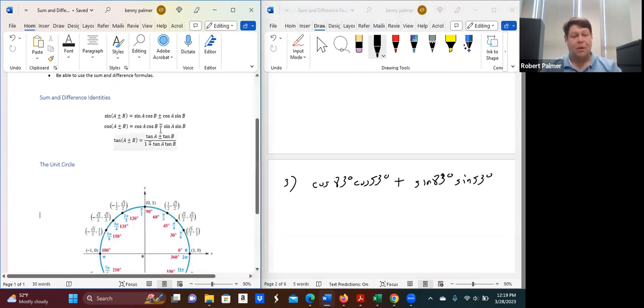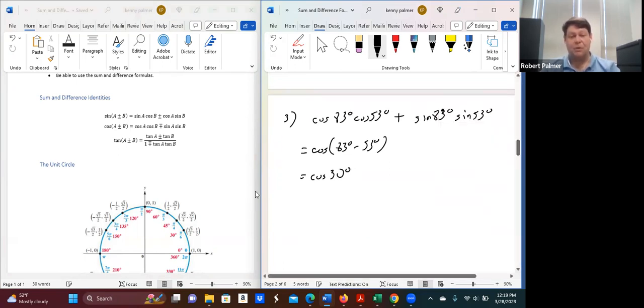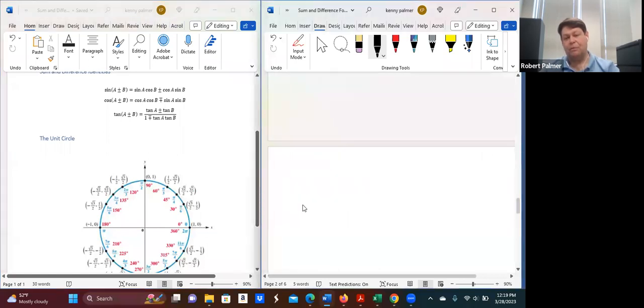So if you look at that, the one that really fits would be the cosine of a plus b. In this case, since we have a plus in the middle, that means we use the bottom sign over here, which means this is the same as cosine of 83 degrees minus 53 degrees. And that, of course, is the same as the cosine of 30 degrees. And the cosine of 30 degrees is a value we know from the unit circle. Cosine of 30 degrees is the x-coordinate of that point, and that's going to be the square root of 3 over 2.